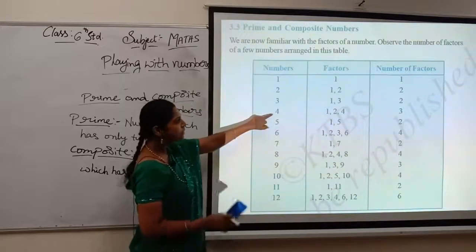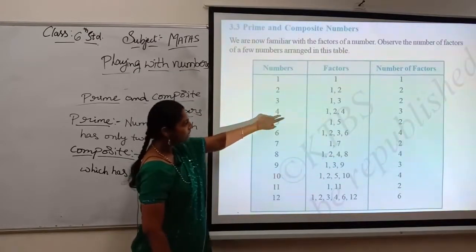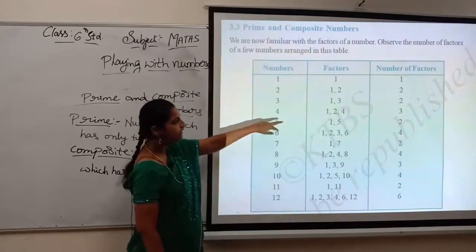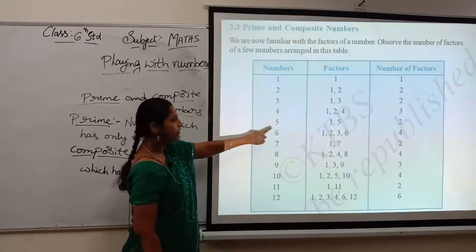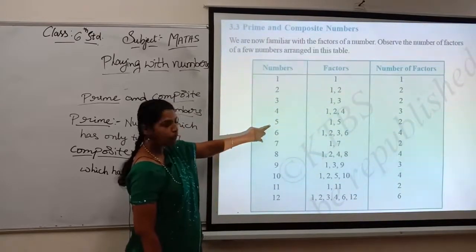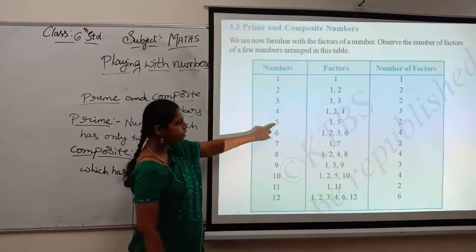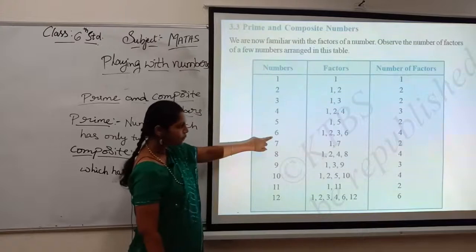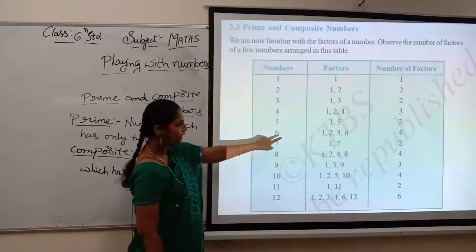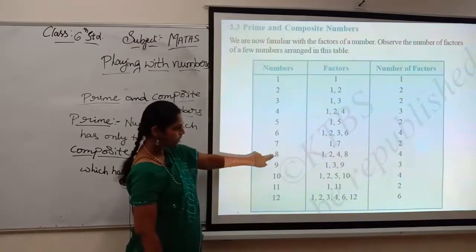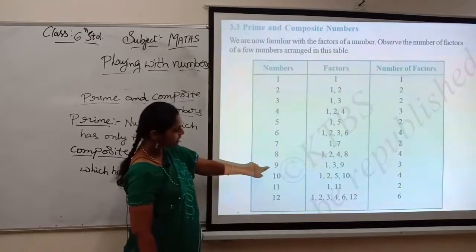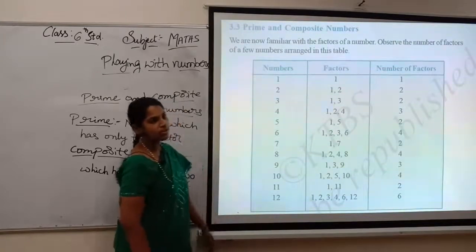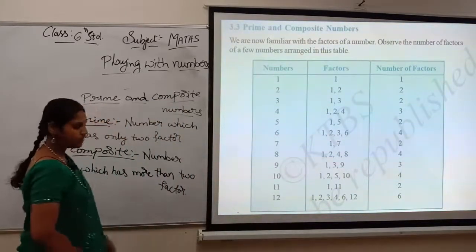Is 4 composite or prime? Composite, because it contains more than 2 factors, there are 3 factors for 4. 5 is again what, prime or composite? Prime, because it contains 2 factors. 6 is a composite number, more than 2 factors are present. 7 is prime, 8 is composite, 9 is composite, 10 is also composite, 11 is prime, 12 is a composite number. Do you understand prime and composite numbers?